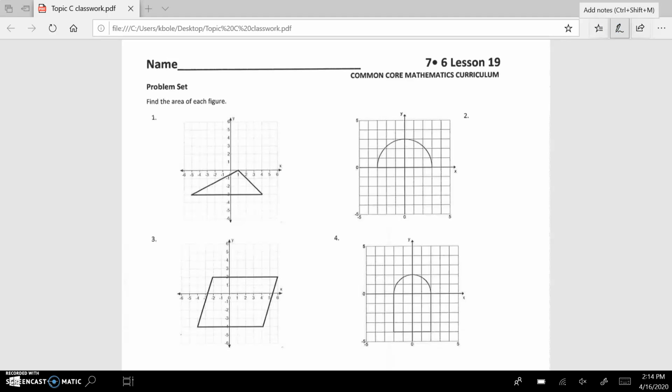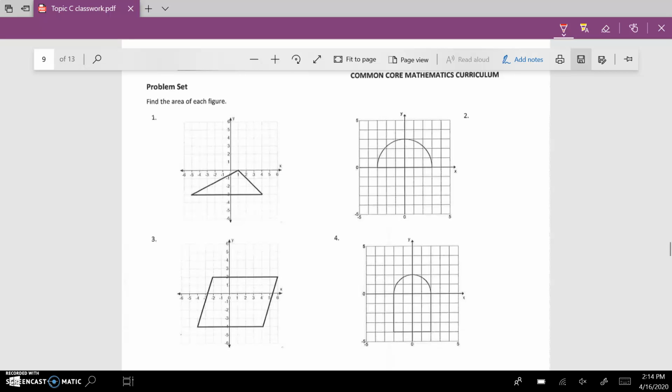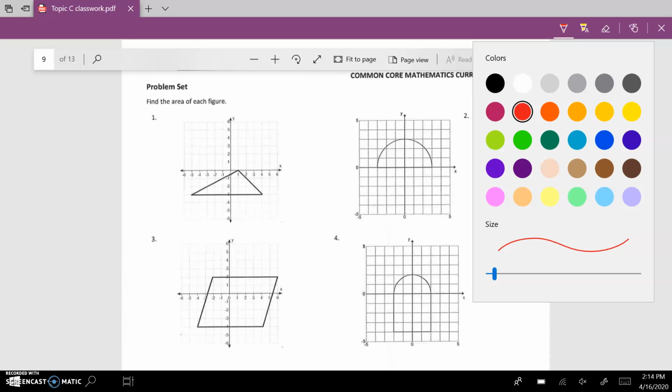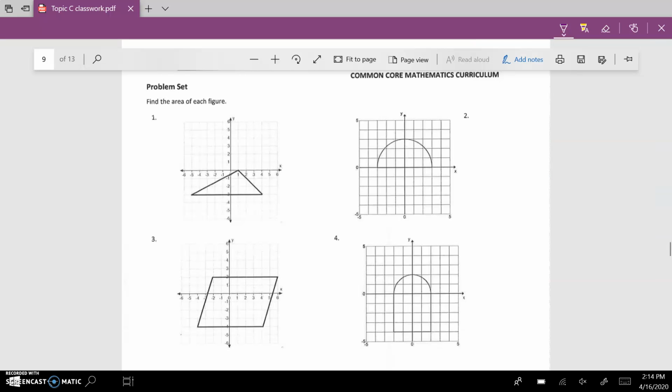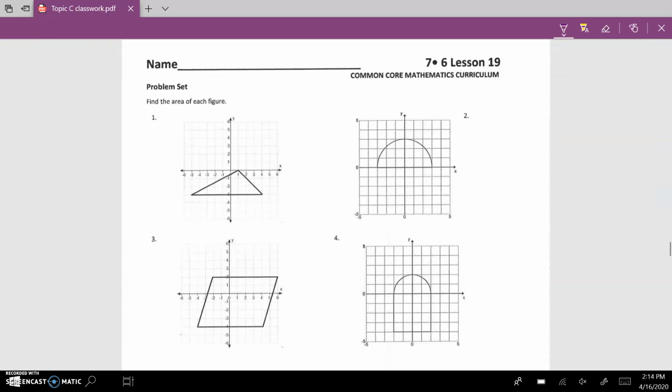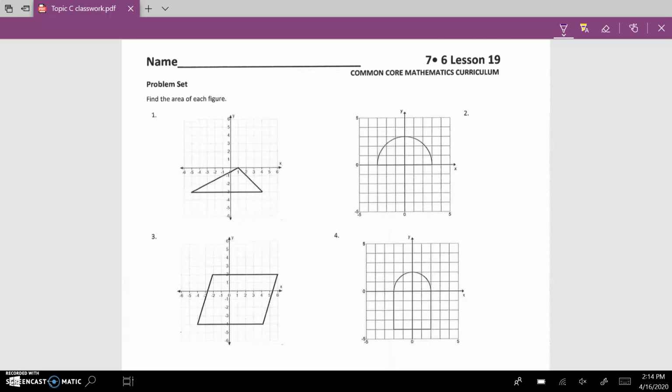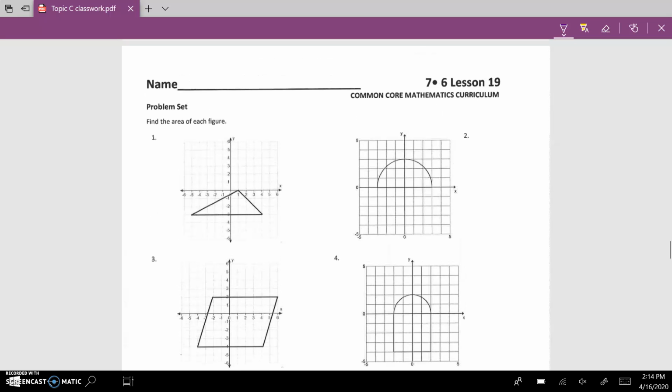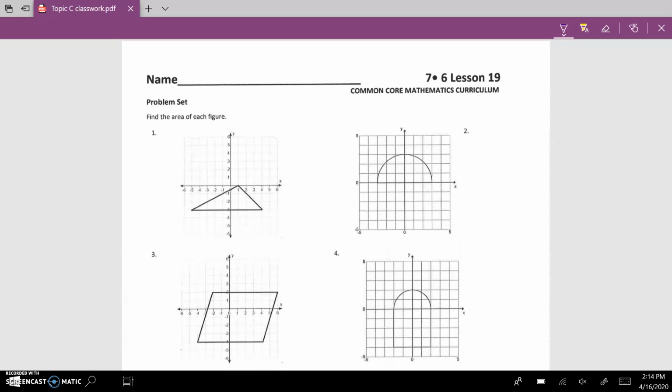Here we are on the classwork for the 6.19 video. I'll take you through a few things on the first page that I will help you with, and then there is the one question on the back side that gets a little tricky. For the front page, it's just to find the area of each figure, which is just using those formulas that were in the notes.